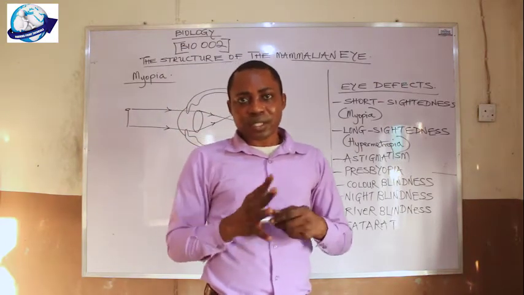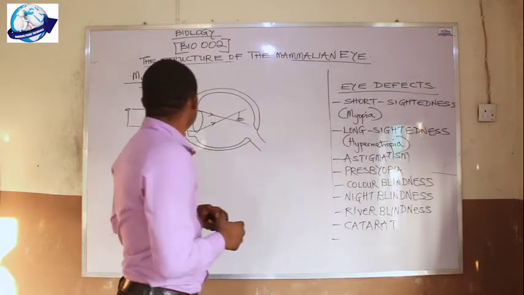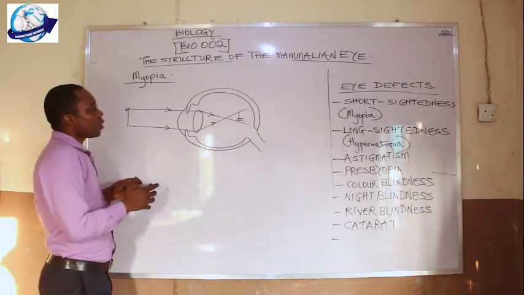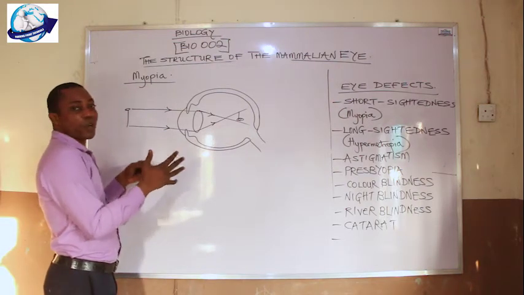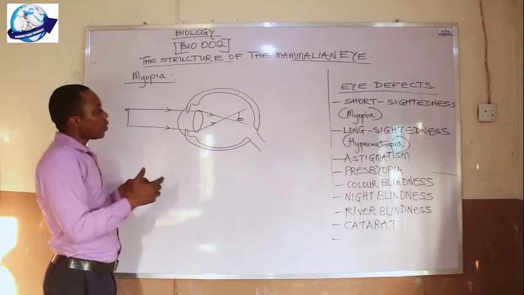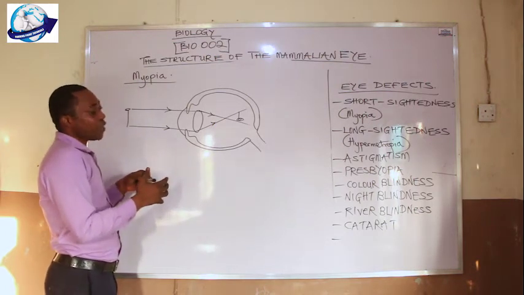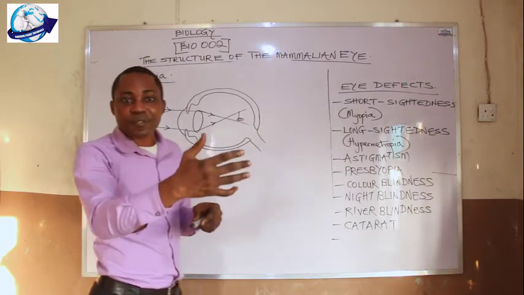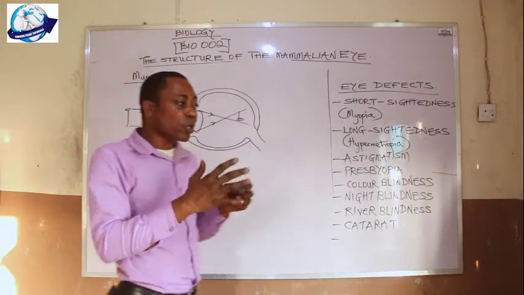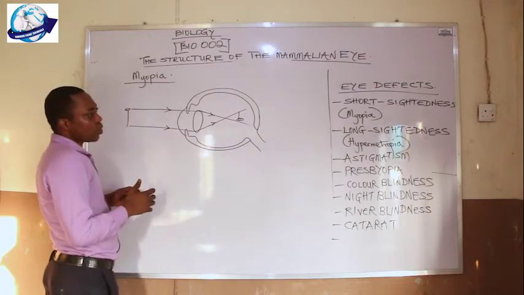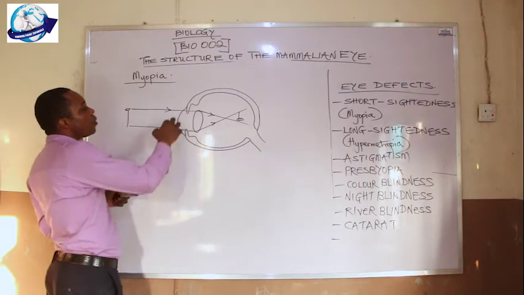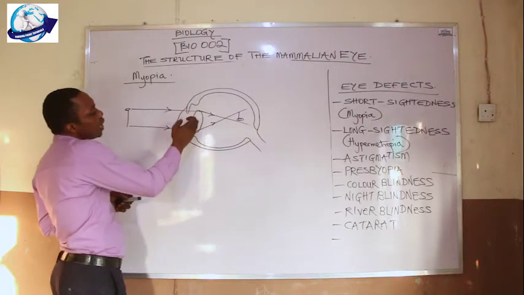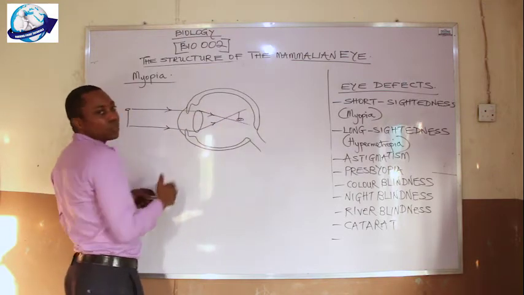Myopia or short-sightedness is defined as an eye defect in which a person is not able to see what is very far away from him or her, but only what is very near, very close by. And what's the cause? This is because the eyeball is too long, and the distance between the lens and the retina is too long.